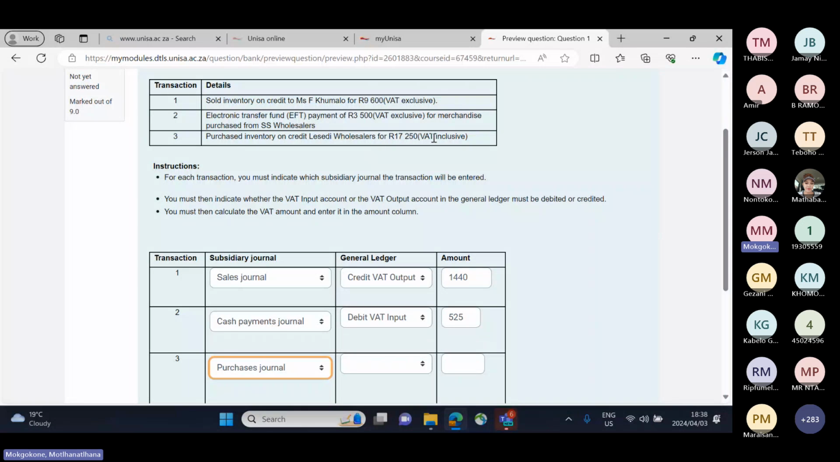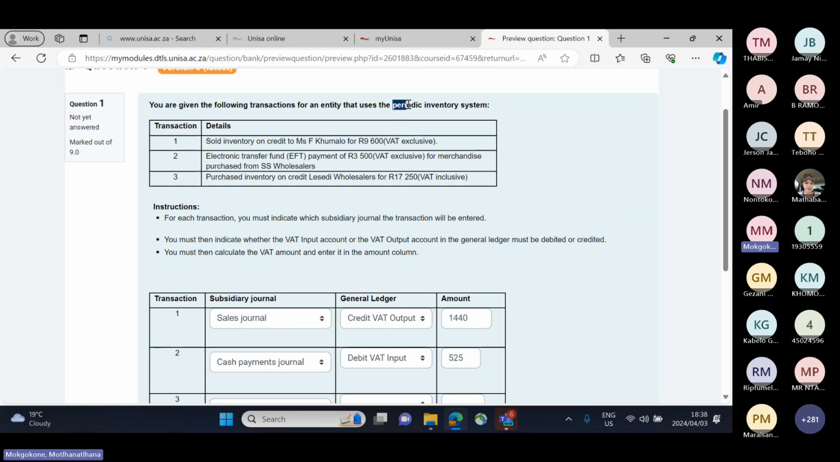Here you can identify two accounts involved. It will be, because here we are using the periodic inventory system. Under the periodic inventory system, when the business purchased inventory for cash, they must debit purchases and credit bank. But if it was a perpetual inventory system, then we'll debit trading inventory and credit bank. Because here it is a periodic inventory system, the two accounts involved under transaction number 3 will be purchases and bank.